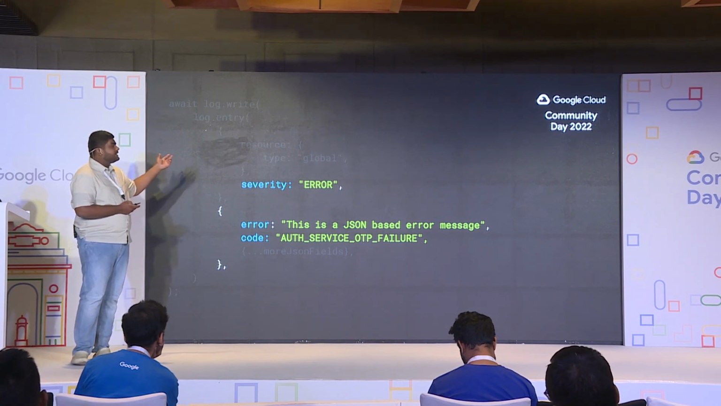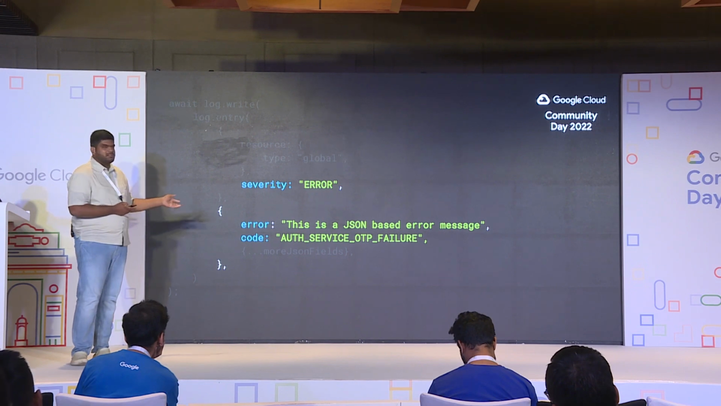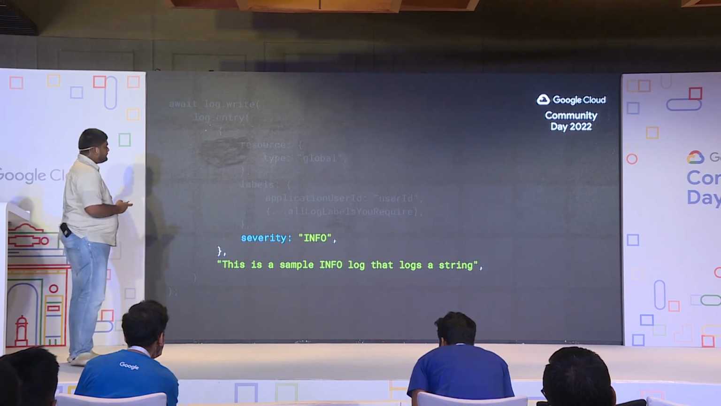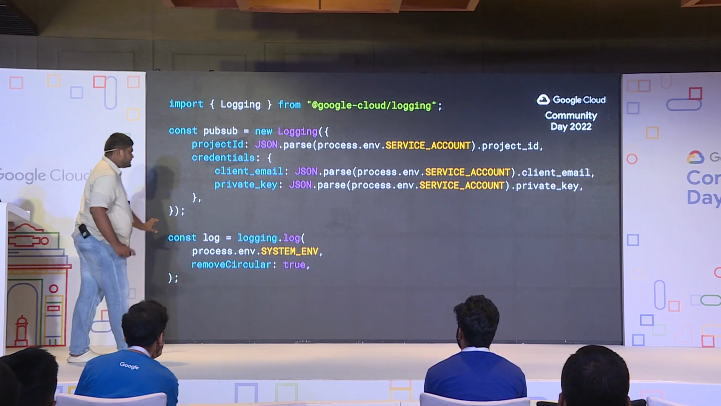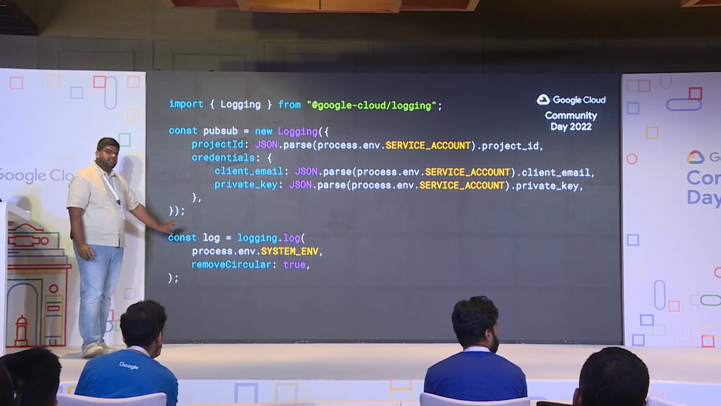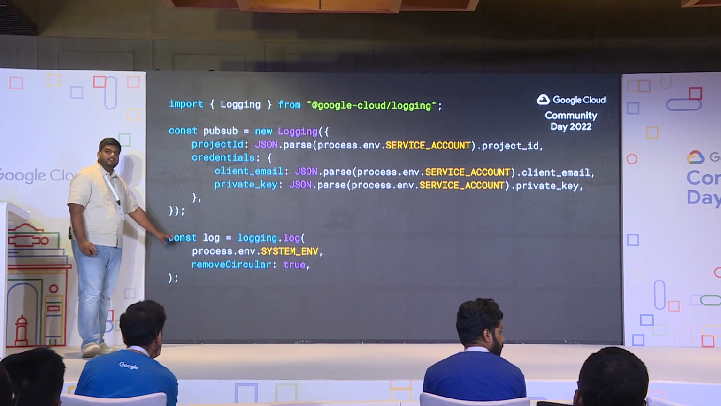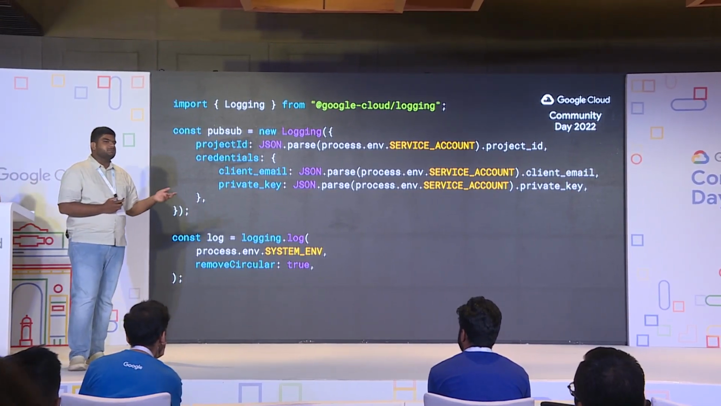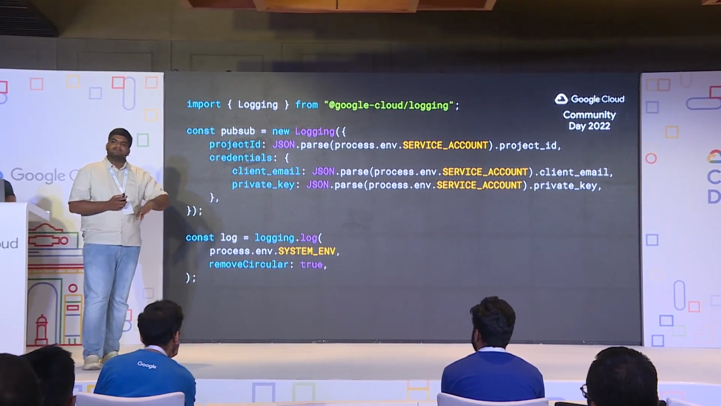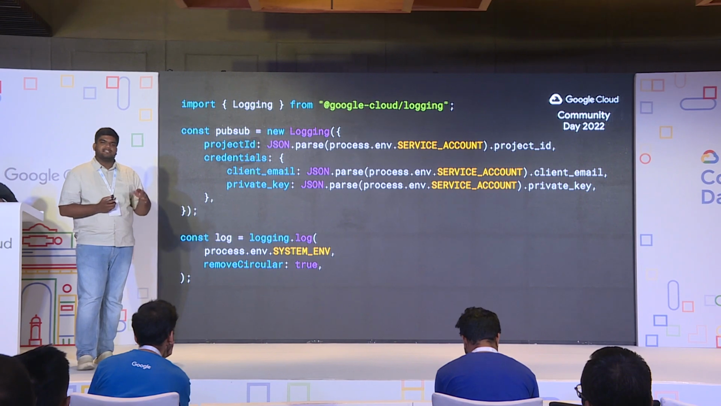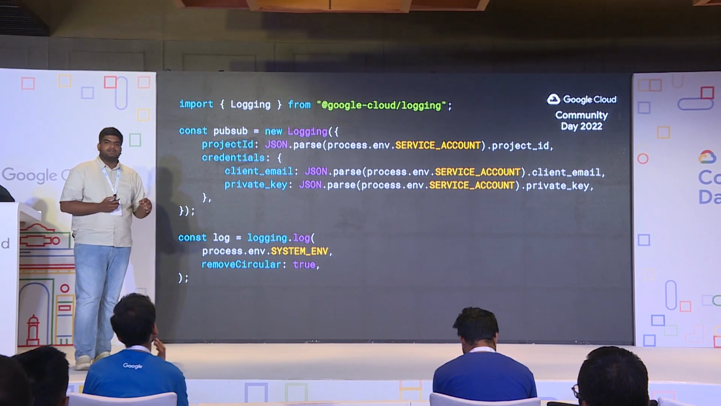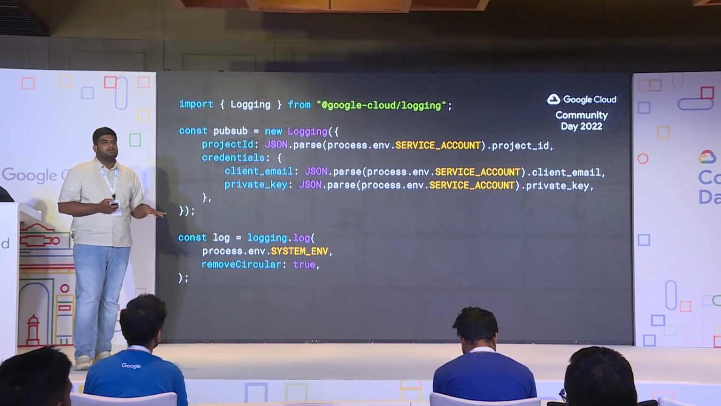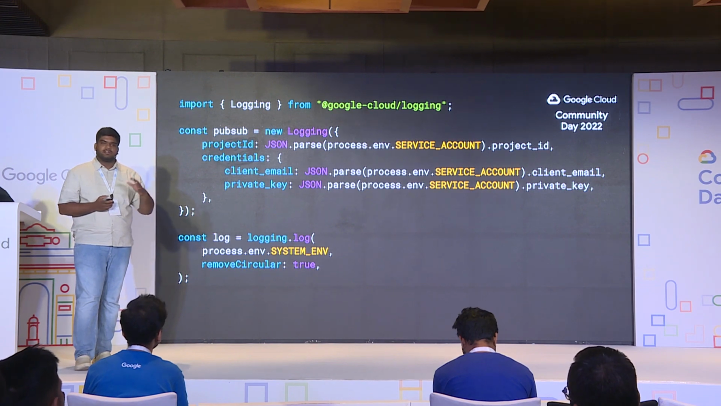Just like we talked about with labels, you could add any number of labels here. And the best part is this: when you are configuring the log object, there is a parameter called remove circular. When you give remove circular as true, even though your JSON has a lot of objects in it, you would have observed certain data being a circular JSON that you could not parse, right? During those scenarios, you could use remove circular as true, and it would automatically remove any circular dependency in the JSON object that you're trying to log.